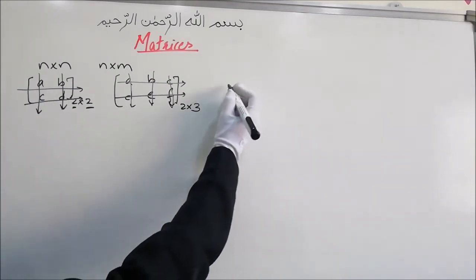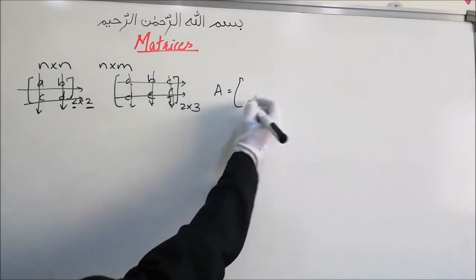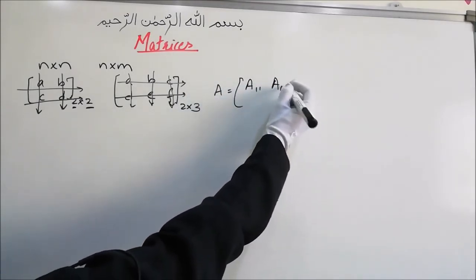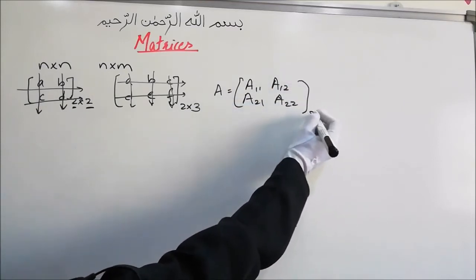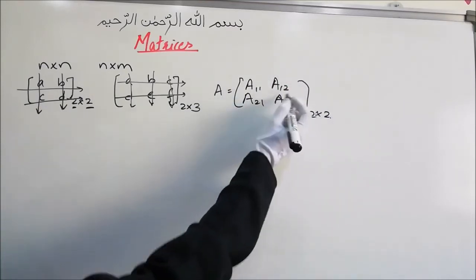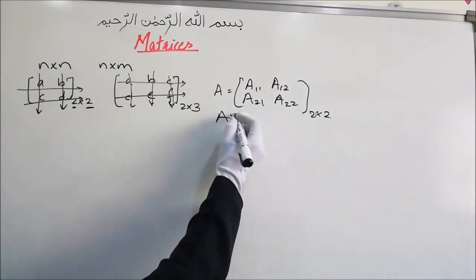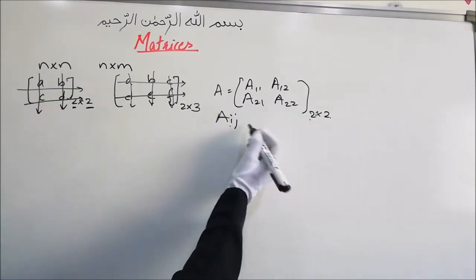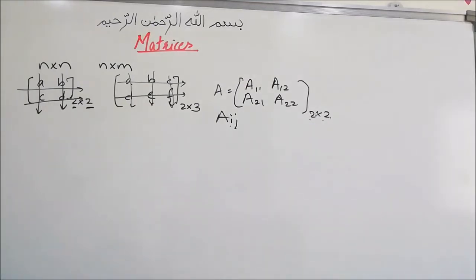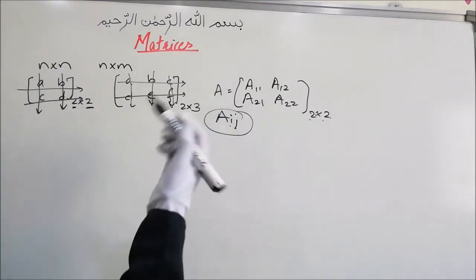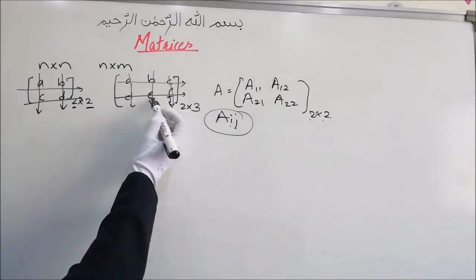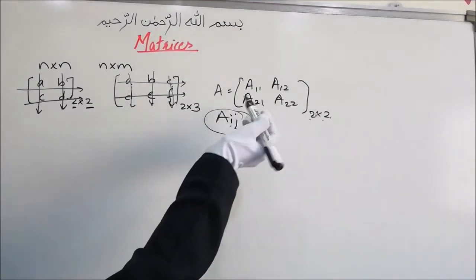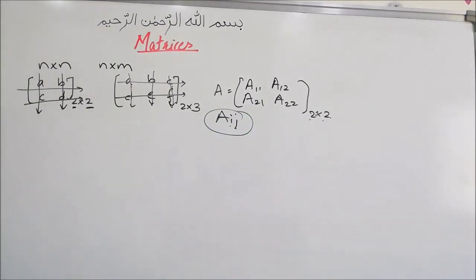Consider any matrix A. This is A11, A12, A21, A22. This is a 2 by 2 matrix. Any element of this matrix can be represented as Aij, where i is less than or equal to 2, j is less than or equal to 2. This is called its matrix element, that means the elements which are present inside the matrix. A is a matrix element, B is a matrix element, C is a matrix element, just like that. Any element present inside the matrix is called a matrix element. It is as simple as that.